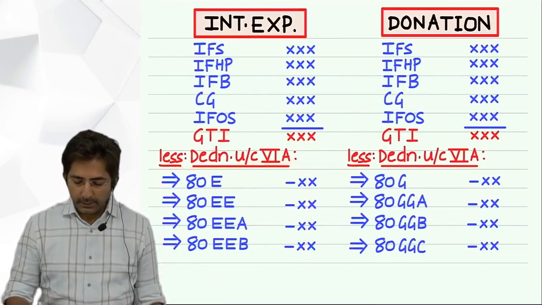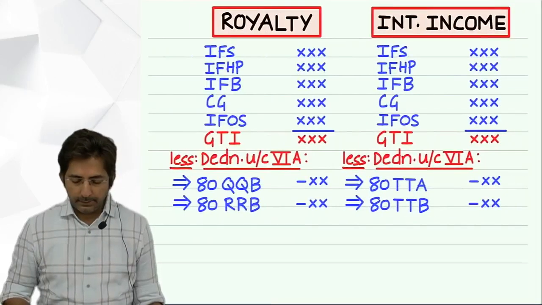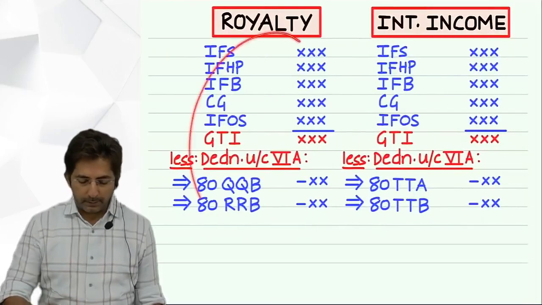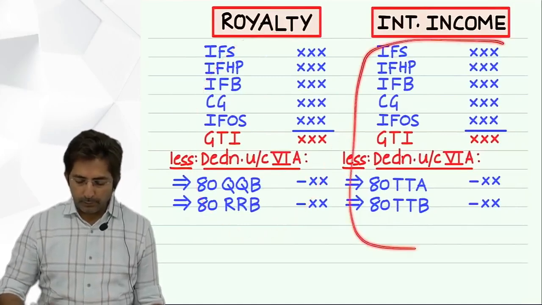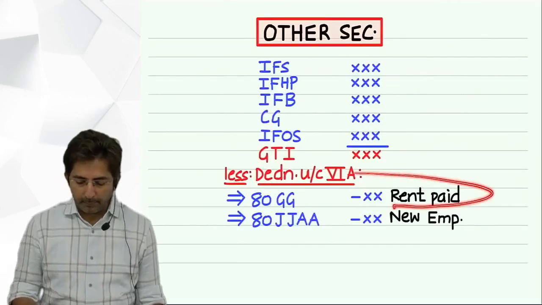Then donation-related sections we have done 3. One is still remaining, 80G. And then royalty, this part is remaining. Interest income also we have done, 80TTA, 80TTB. And in other sections we have done this rent paid, 80GG.